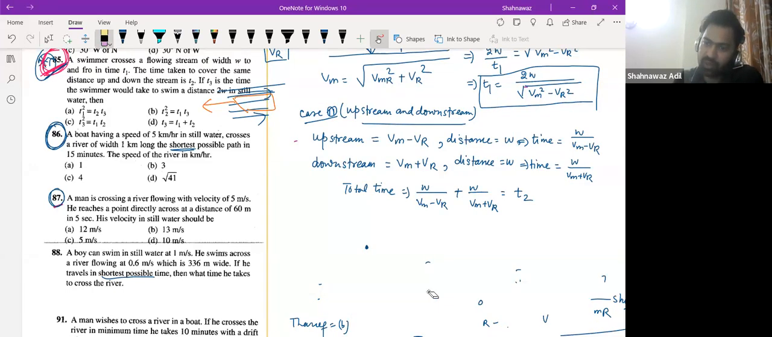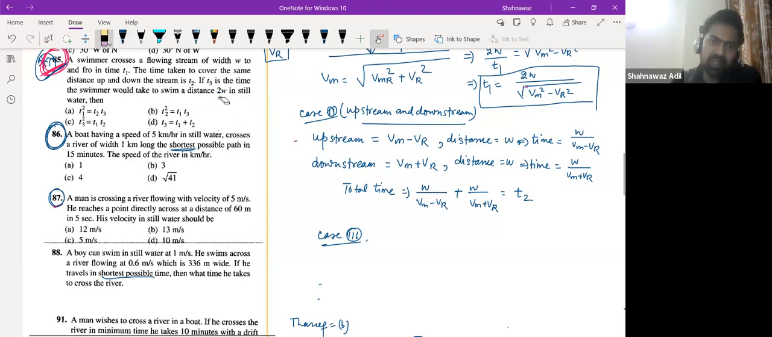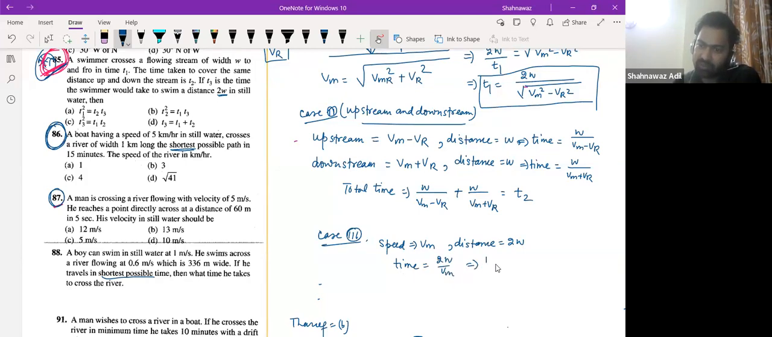So what is the third case? If T3 is the time the swimmer would take to swim a distance 2W in still water. So distance is 2W, speed is Vm. Then what would be the time? Time is 2W by Vm. And they have said that this time is T3.